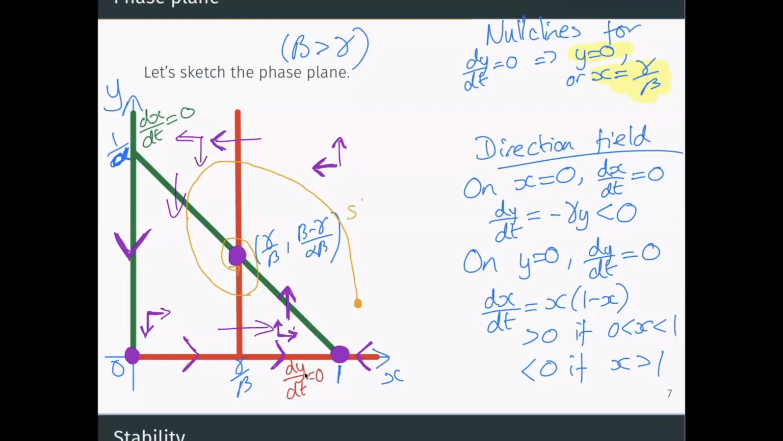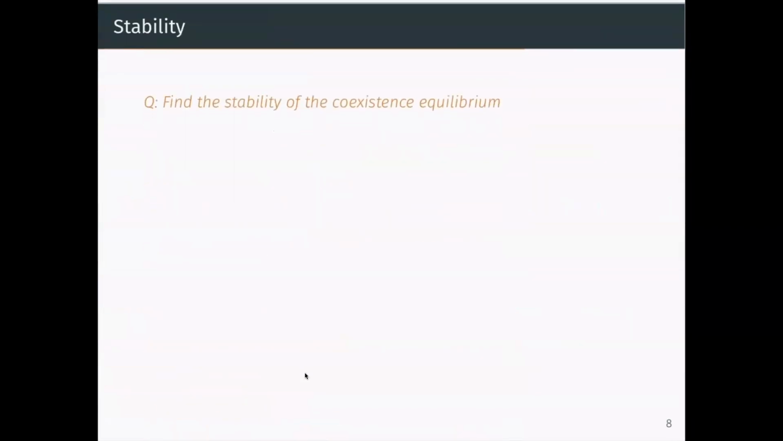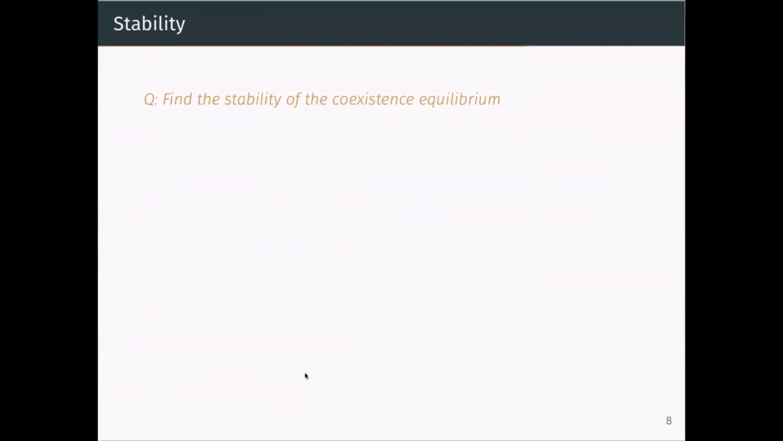So maybe I've got a stable spiral or a node. In order to figure that out, I have to do a little bit more digging in terms of looking at our Jacobian at that coexistence equilibrium. So that's what we're going to do now. Okay, so let's find the stability of the coexistence equilibrium.